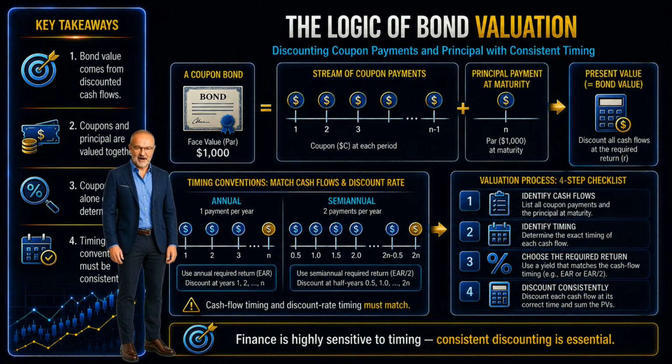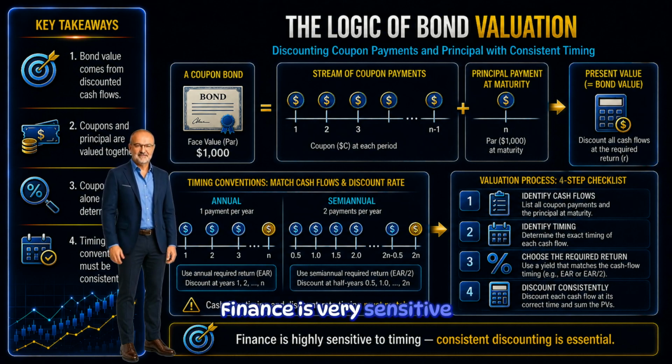Timing must be handled carefully. If the bond pays annually, the cash flows and discount rate must be treated on an annual basis. If the bond pays semi-annually, the cash flows and discount rate must match that payment period. If the timing doesn't match, the valuation becomes inconsistent. This is one of the most common mistakes students make. They know the right idea, but they mix timing conventions.